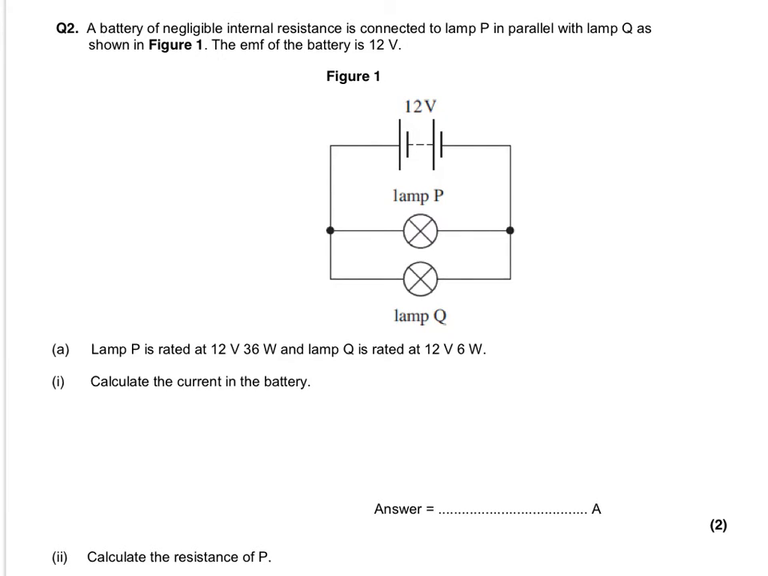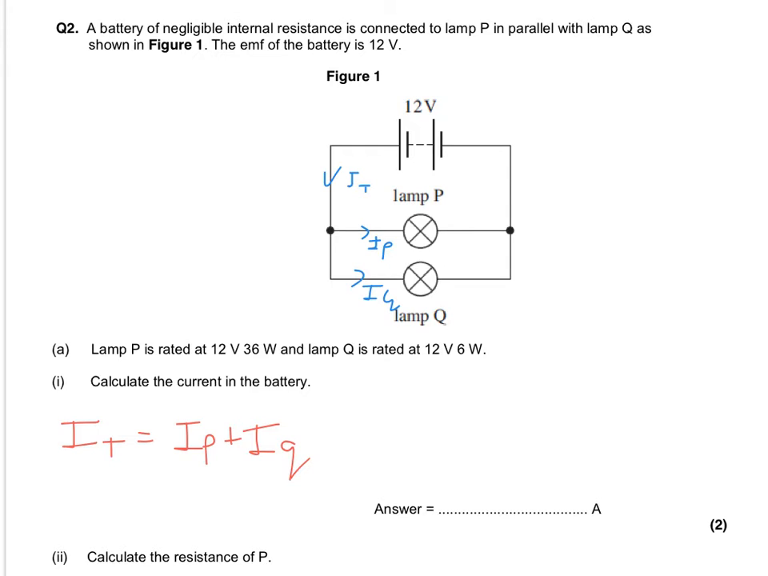So using Kirchhoff's current law, if we want to know the current going through the battery, that's going to be our total current here, and that's going to be formed from the current going through P and the current going through Q. So essentially to get I total, it's going to be the current going through P plus the current going through Q.